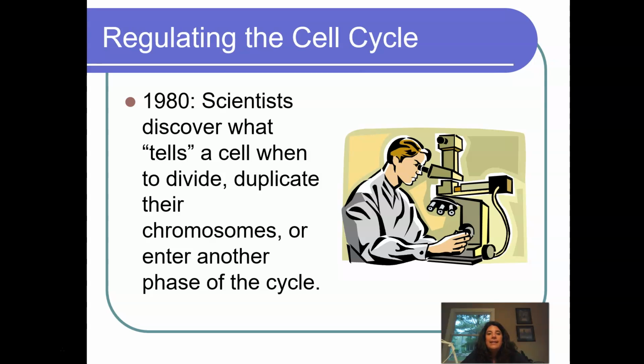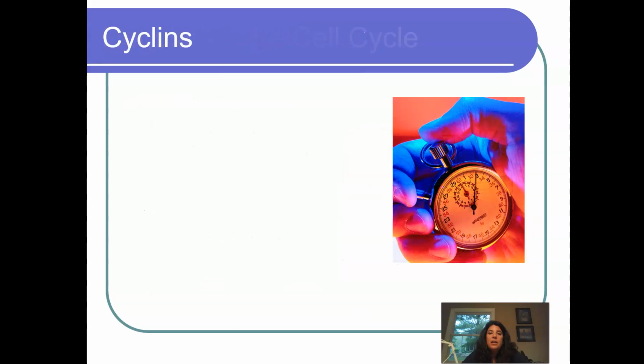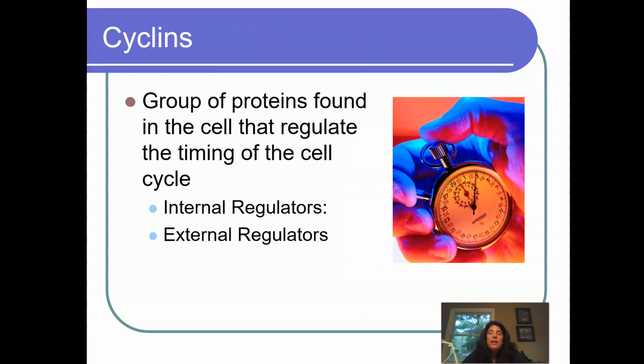In 1980, scientists discovered what actually tells a cell when it should divide or duplicate its chromosomes, or in other words, when it should go from one stage of the cell cycle to the next stage. This was a huge breakthrough because, again, cancer causes uncontrolled growth and division of cells. So finding out what regulates this cell process has made a huge impact on our study of cancer and trying to figure out a way to cure it or stop it.